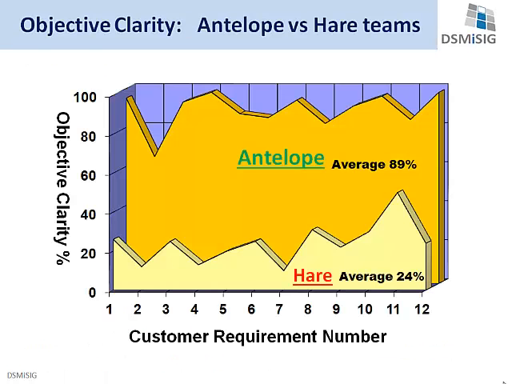The advantages of high objective clarity that we have just reviewed can be seen in the following diagrams from an early case study. In the diagram you have on your screen, you can see the average objective clarity for the two teams. These teams had very similar levels of experience and were working on programs of about the same complexity. Antelope, with an objective clarity of 89%, used a formal process for developing its clarity. Hare, with its 24% level of objective clarity, did not.